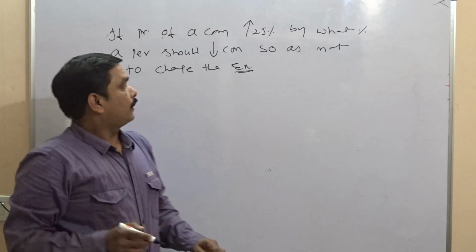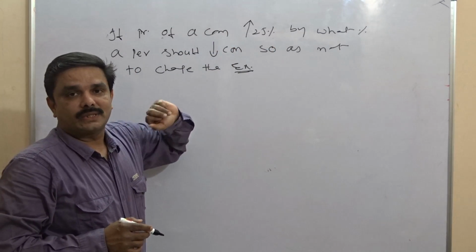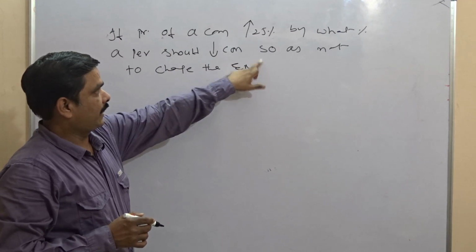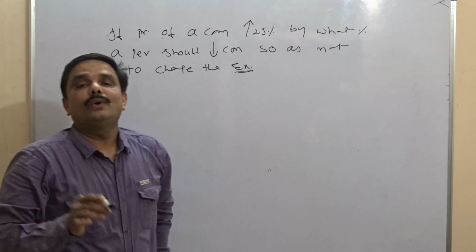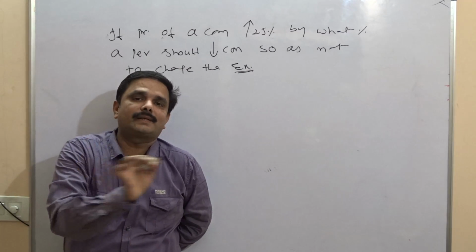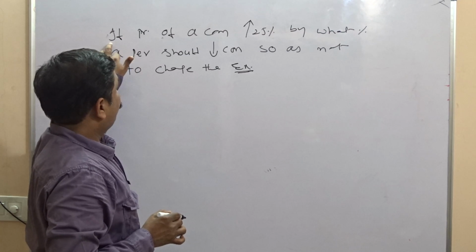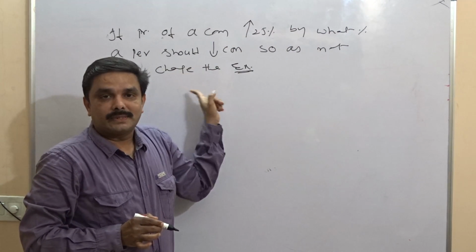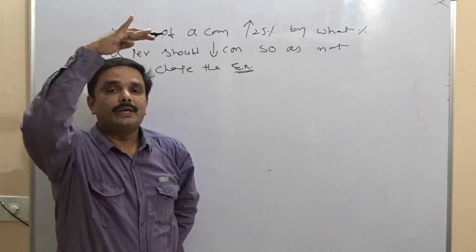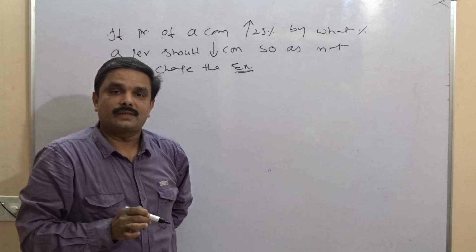Now let us start with the same question which we have left out in the previous session. In the previous session I explained the same question with the help of the conventional method. Now I am going to have a fantastic shortcut for this one. The question says: if the price of a commodity is increased by 25%, by what percent should a person reduce the consumption so as not to change the expenditure?